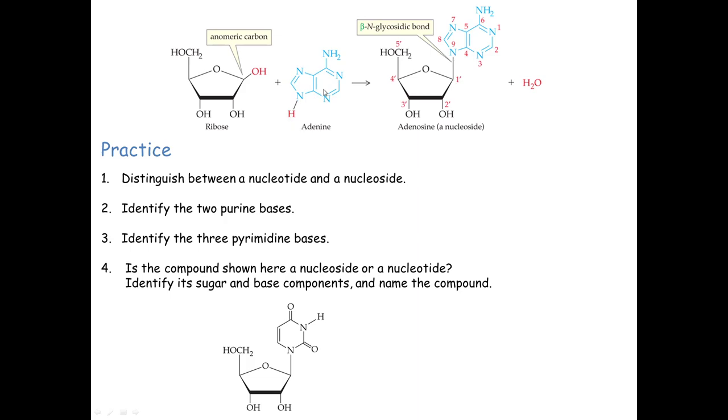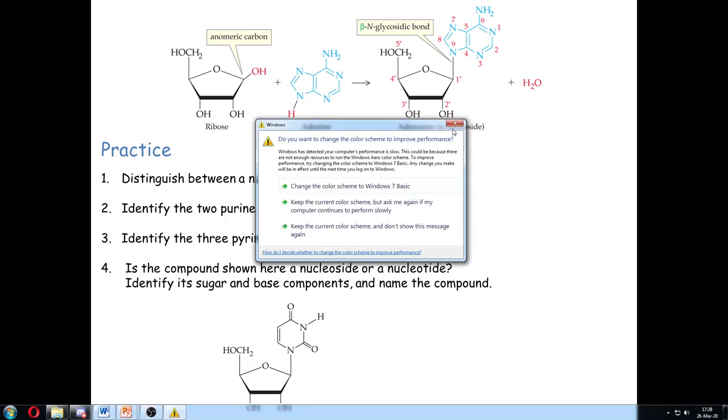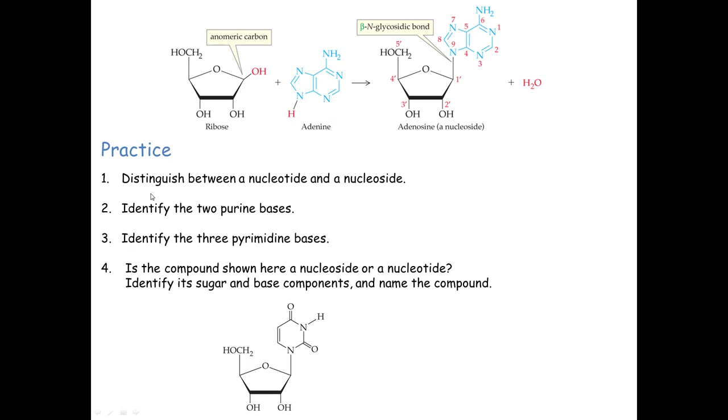Okay, so adenine, once put on the sugar, is called adenosine. This is a nucleoside. And if I attach phosphates, it becomes a nucleotide. So the difference between a nucleotide and a nucleoside is the presence or absence, respectively, of a phosphate. So nucleotides have one or more phosphates. Nucleosides lack phosphates. They're just the sugar and the base.